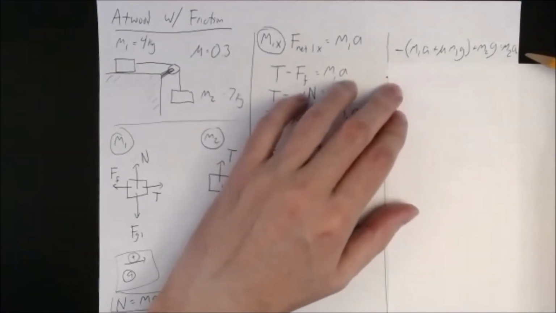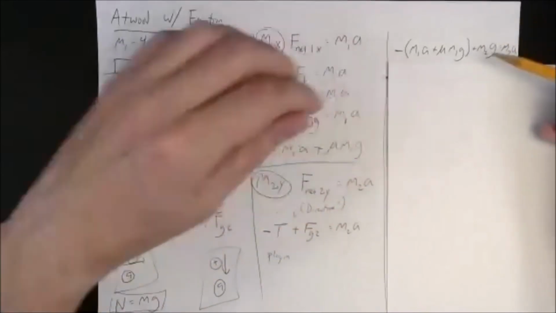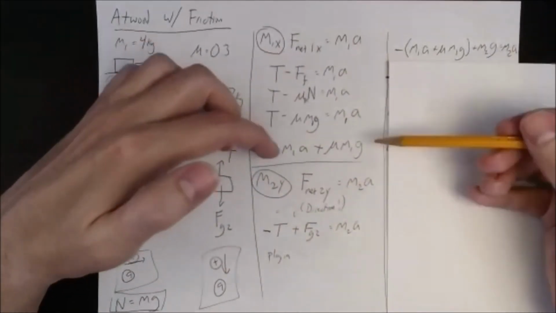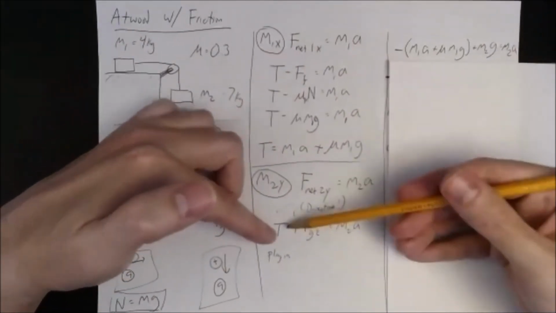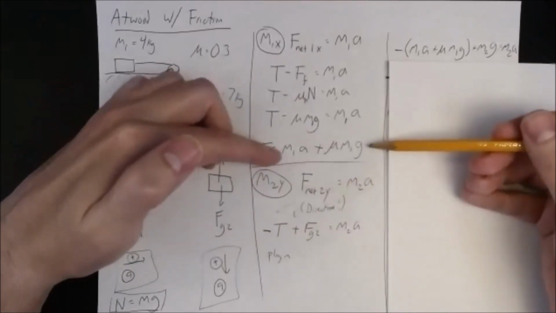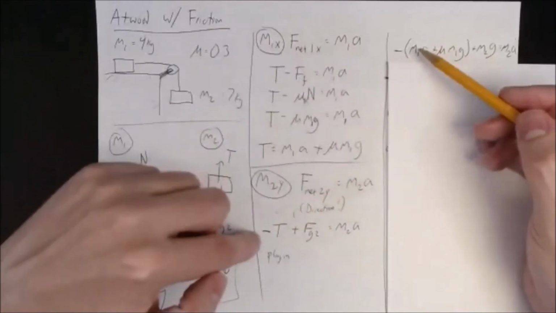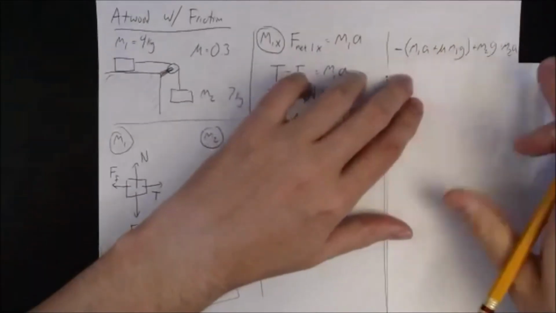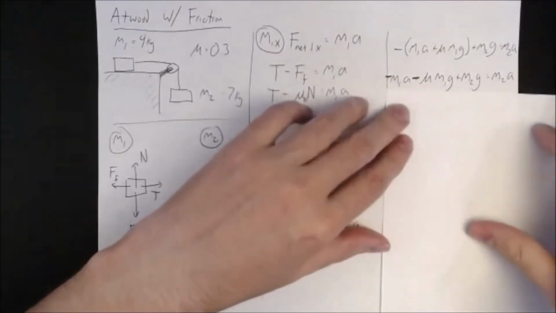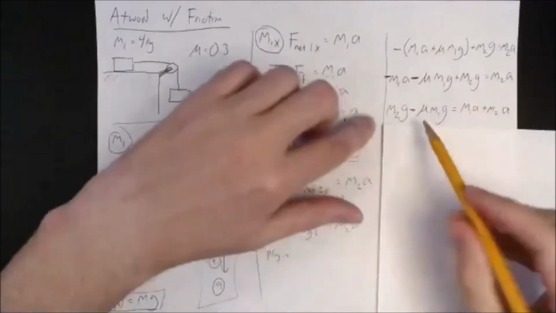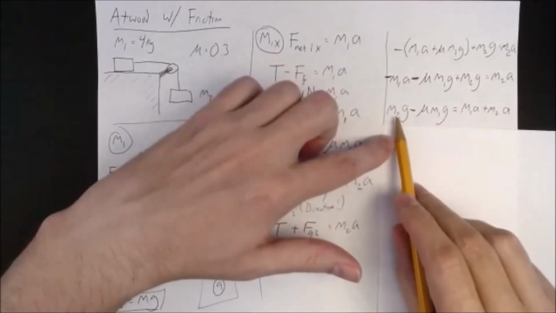I was kind of running out of room up here. I hope you can read that. But all this is, I've taken this equation and I've replaced T with this expression. And I've remembered I need to put it in parentheses because the negative sign goes to everything. And so I apply the negative sign to everything, and I maneuver everything around.